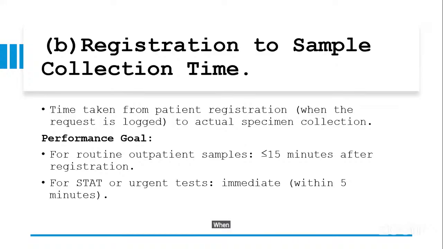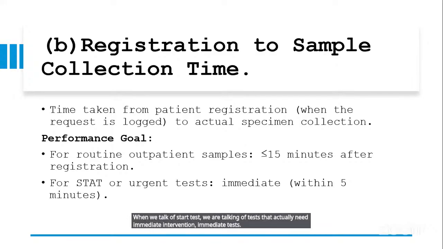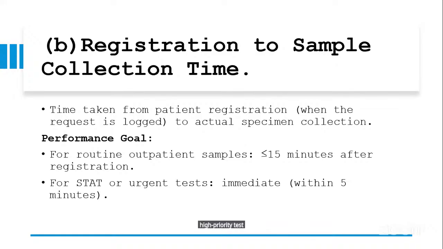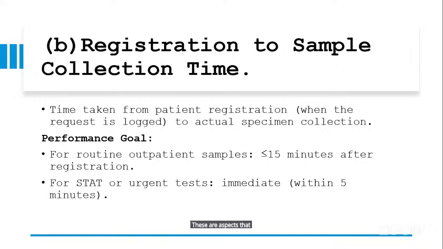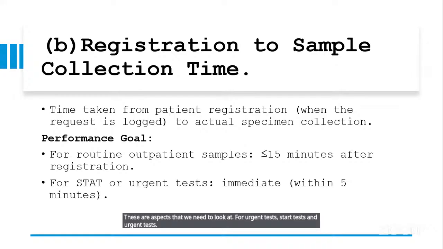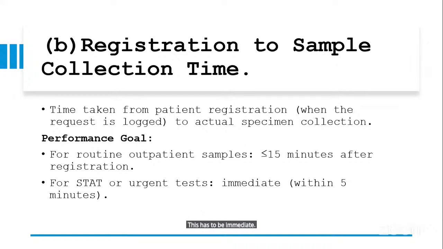When we talk of stat tests, we are talking of tests that actually need immediate intervention, immediate tests, high priority tests, okay? These are life-threatening tests that we need results immediately. Okay, examples are blood gases, these are aspects that we need to look at. For urgent tests, stat tests and urgent tests, this has to be immediate. There needs to be immediate sample collection, or at most within the very first 5 minutes of sample requisition as such.